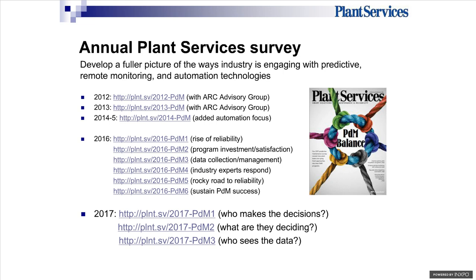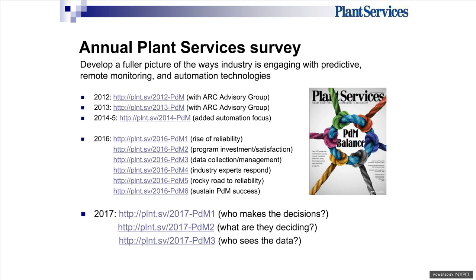From here on out, we're going to be seeing a lot of tables, but we're going to take them in order. Number 1, address plant culture to support predictive maintenance programs. In other words, who makes the decisions. Then we move into the second part, which is more about the technologies being chosen and how they're being applied. What are these people deciding? And then finally, a third section, which is who sees the data, both inside and outside the plant, and how happy are they with those data.